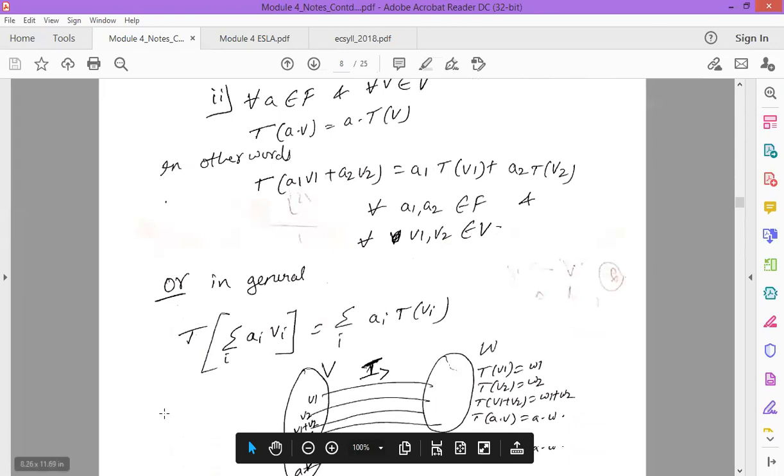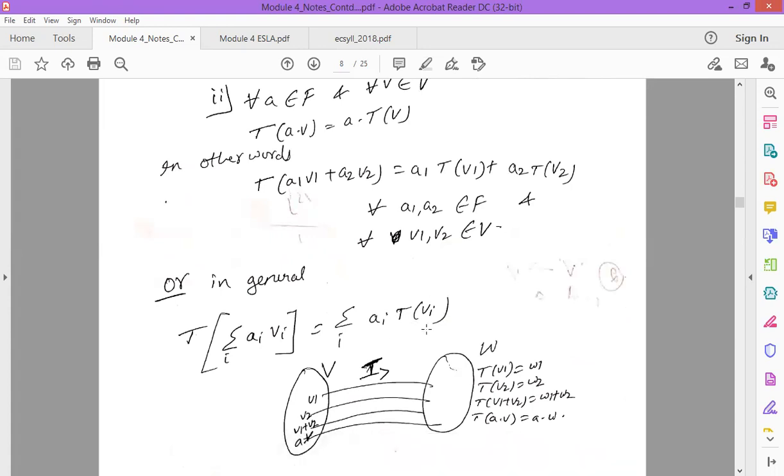And in general, we can say that the transformation of the summation of Ai Vi is equal to the summation of Ai times the transformation of Vi.